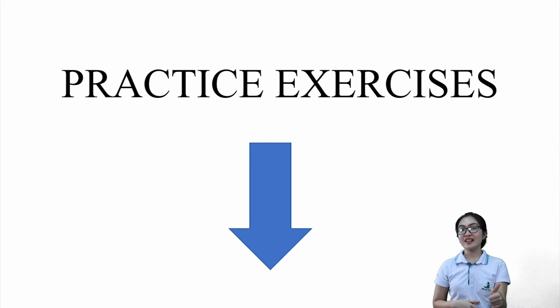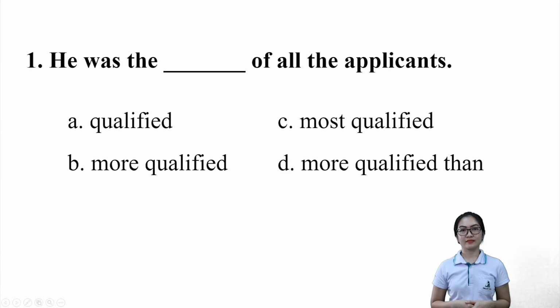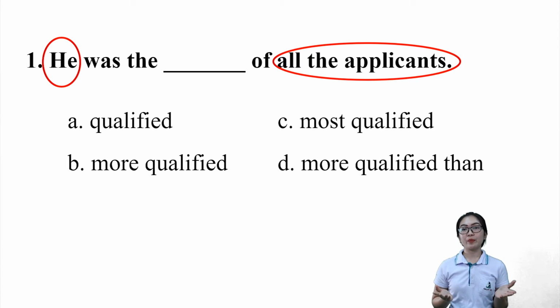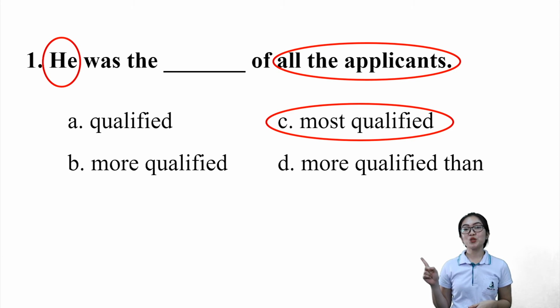Are you ready? Let's begin. Number 1. He was the blank of all the applicants. A. Qualified. B. More qualified. C. Most qualified. Or D. More qualified than. We are comparing he to all the applicants, or a group of people. Also, there is an article the before the blank. So obviously, the answer is letter C, most qualified.